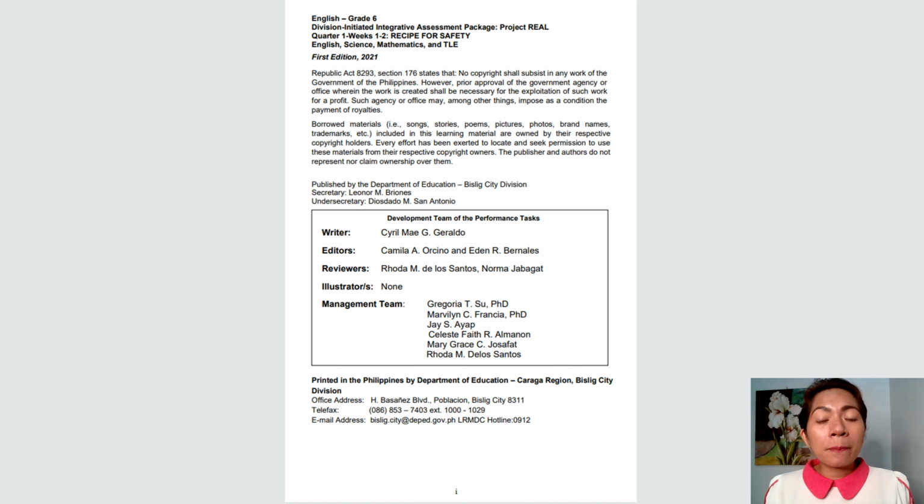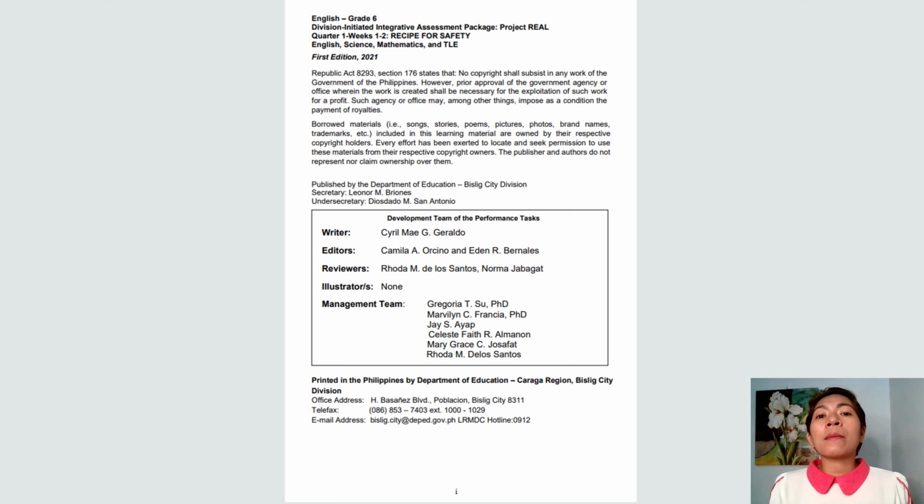And then the third page is the development page. So you can see here who made or who developed the output and of course the LR standards on this page as to what subject, competency from the MELC, and then the learning areas covered in this PT, and then of course the title and the edition, the year first published.